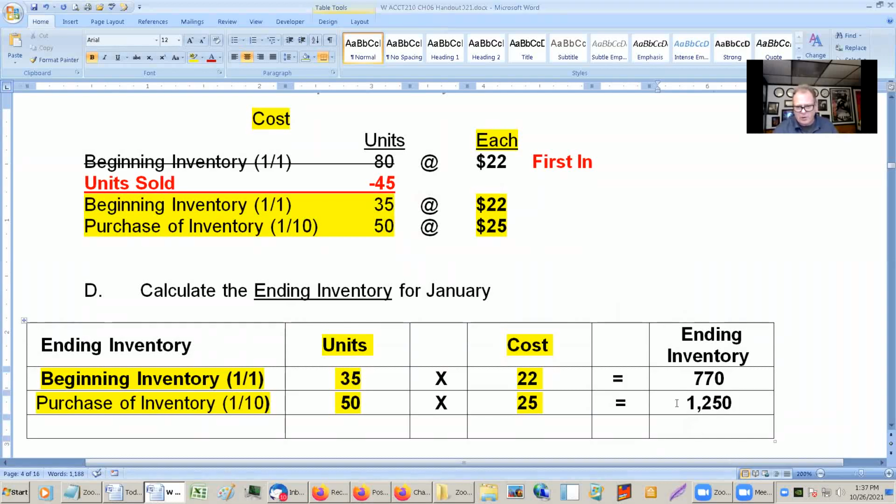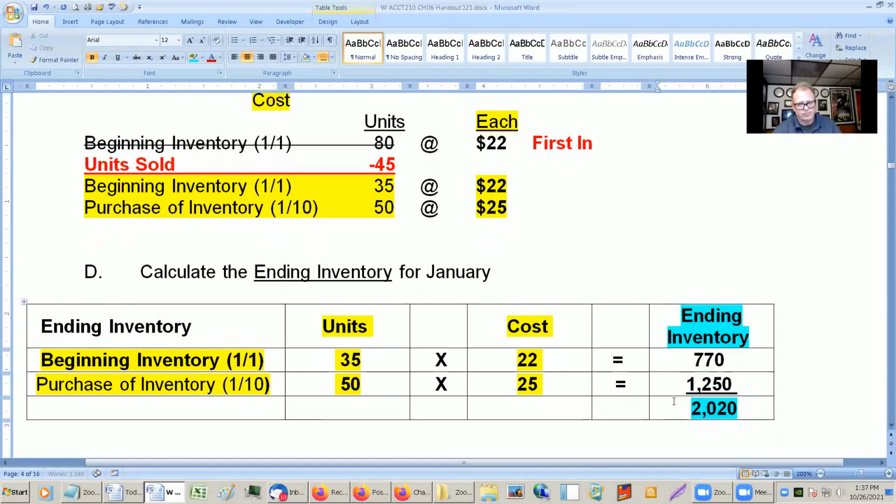So is the ending inventory, in other words, what was not sold? 1250 plus 770 is 2000. And so this is basically what was not sold.